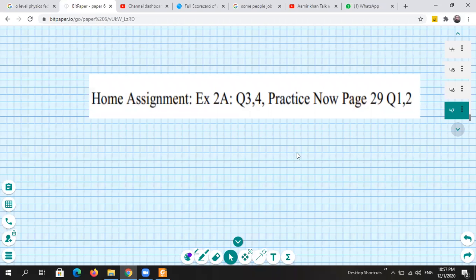So this is your home assignment: exercise 2A, the same exercise, questions number 3 and 4 complete, including the parts that we have discussed today in this lecture. Along with that, do the Practice Now questions on page number 29 of your D-1 book. The Practice Now portion has two questions, question 1 and 2. You are supposed to do this in order to reinforce the concepts that we have studied.